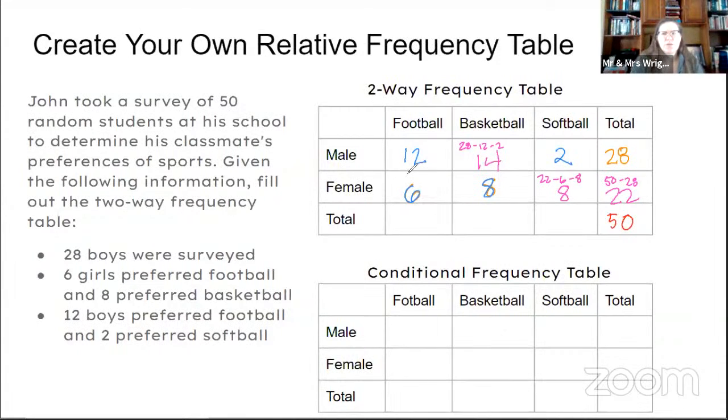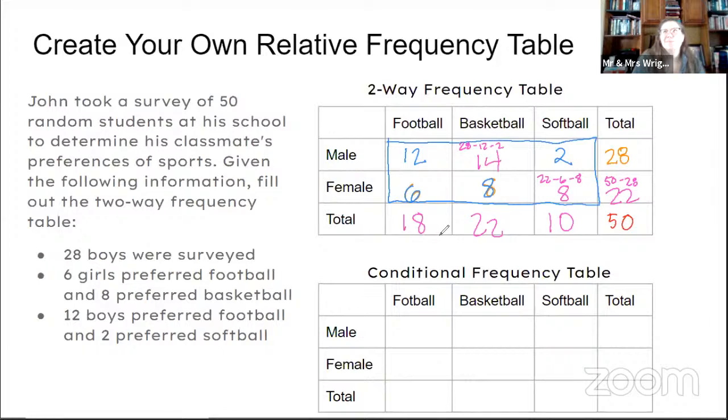Okay, now we can add together our columns to get these totals down here. 12 plus 6 is 18. 14 plus 8 is going to be 22. And 2 plus 8 is 10. And I want to confirm that by adding the total row across and making sure I still got to 50. So 18 plus 22 plus 10 is going to give me 50. And that is correct.